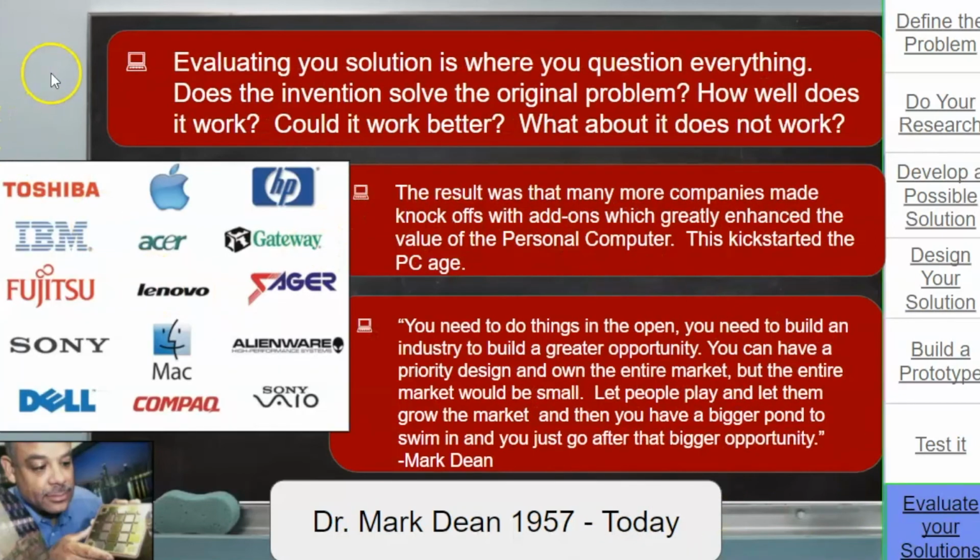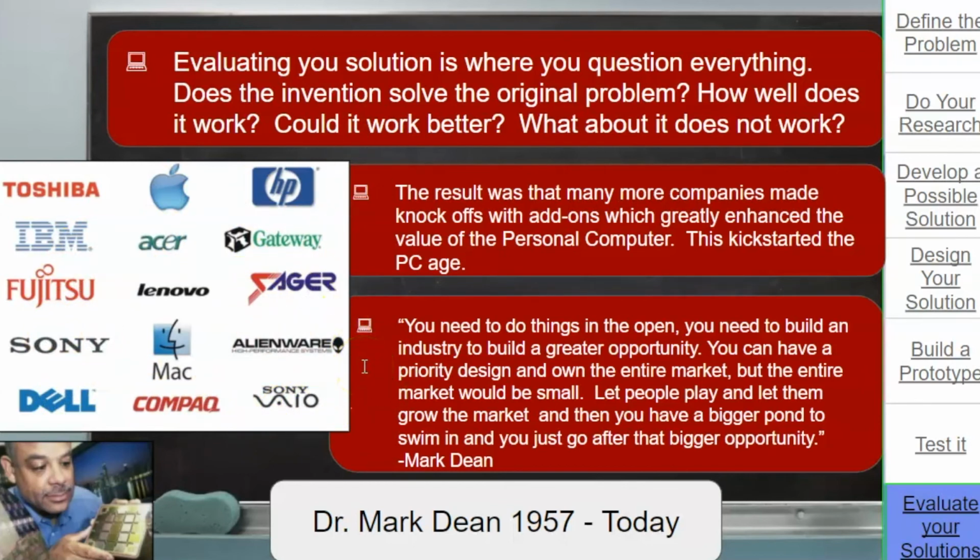Evaluating your solution is when you question everything. Does the invention solve the original problem? How well does it work? Could it work better? What about it does not work? And all these companies begin to continuously answer this question because the invention of the isobus kind of kicks off the PC age, with all these companies getting in on building better, different parts, because now they can all communicate.